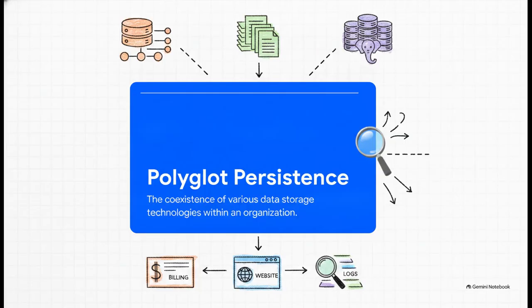And this leads us to a vital modern design concept, polyglot persistence. It's a fancy term, but it just means the coexistence of a variety of data storage technologies within a single organization's infrastructure. Today, a successful enterprise doesn't just pick one database and stick with it. They use relational databases for their billing, document databases like MongoDB to run their website content, and the Hadoop framework for mining massive logs of user behavior. It is all about using the right tool for the specific job.